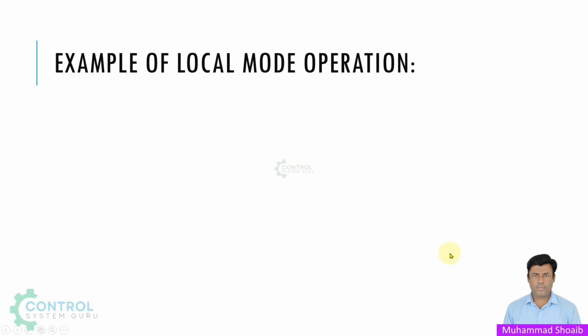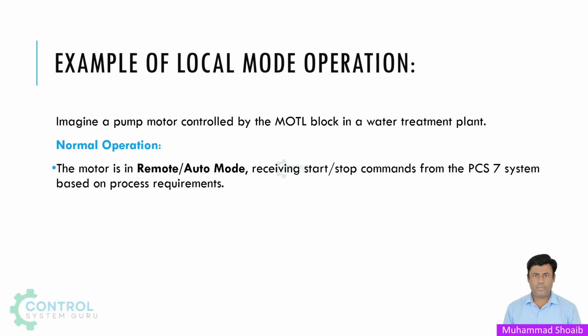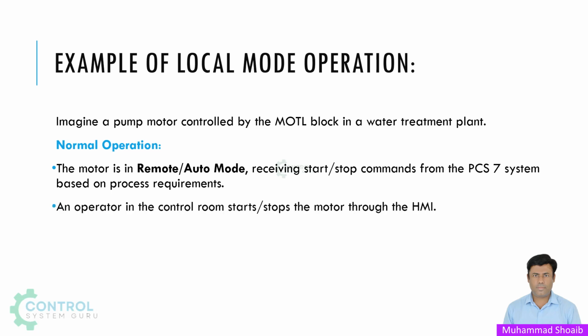So let's understand the local mode of operation with an example. Imagine a pump motor controlled by the motor large block in a water treatment plant. In normal operation, how will the motor run? The motor is in remote or auto mode, receiving start or stop commands from the PCS7 system based on the process requirement. An operator in the control room starts or stops the motor through the HMI.